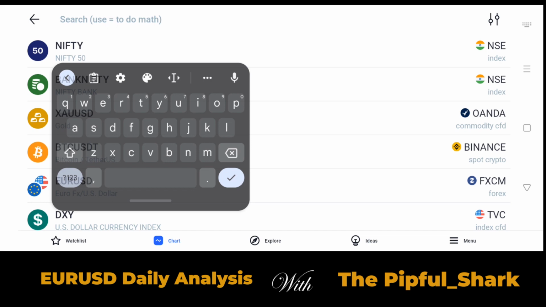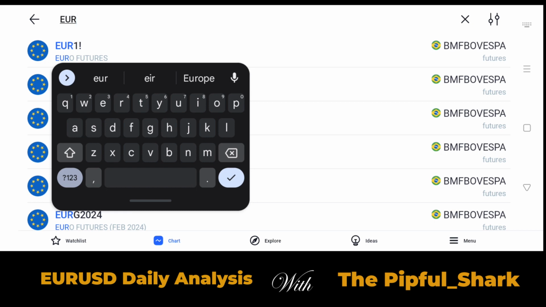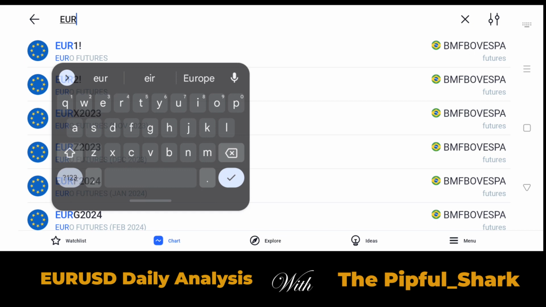Analysis. Today we are going to analyze EUR/USD and see its perspective from weekly to daily to 4 hour and to the lower time frame.